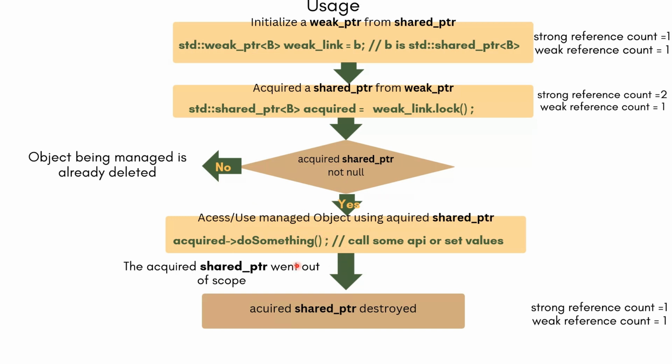So once the acquired shared pointer goes out of scope, it will be destroyed, and the strong reference count will be reduced. So here it will be 1, but as you created a weak pointer, a weak link, until the weak pointer is destroyed, the weak reference count will be 1.